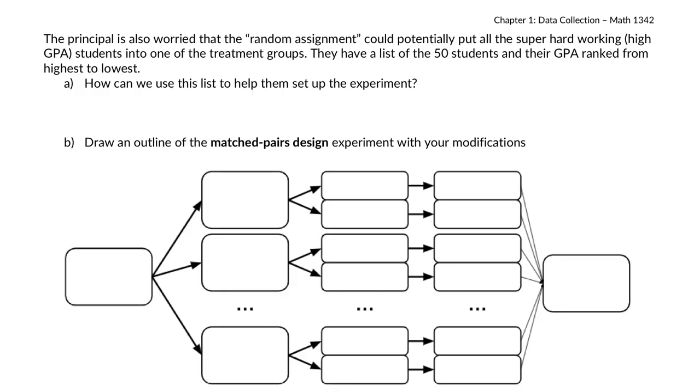So what we have done this time is now we've gotten a list of the 50 students and their GPAs. And we can sort it from highest GPA to lowest GPA. How could we use this list of GPAs from highest to lowest to design an experiment that tries to control for GPA or natural ability beforehand? What could we do?